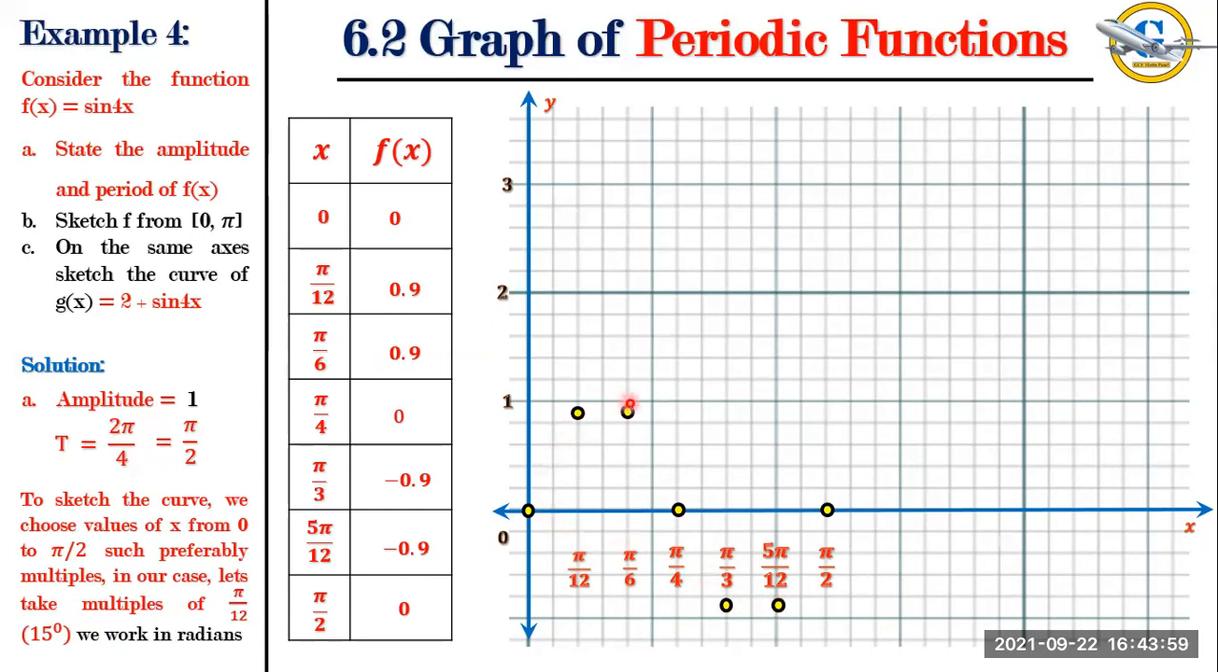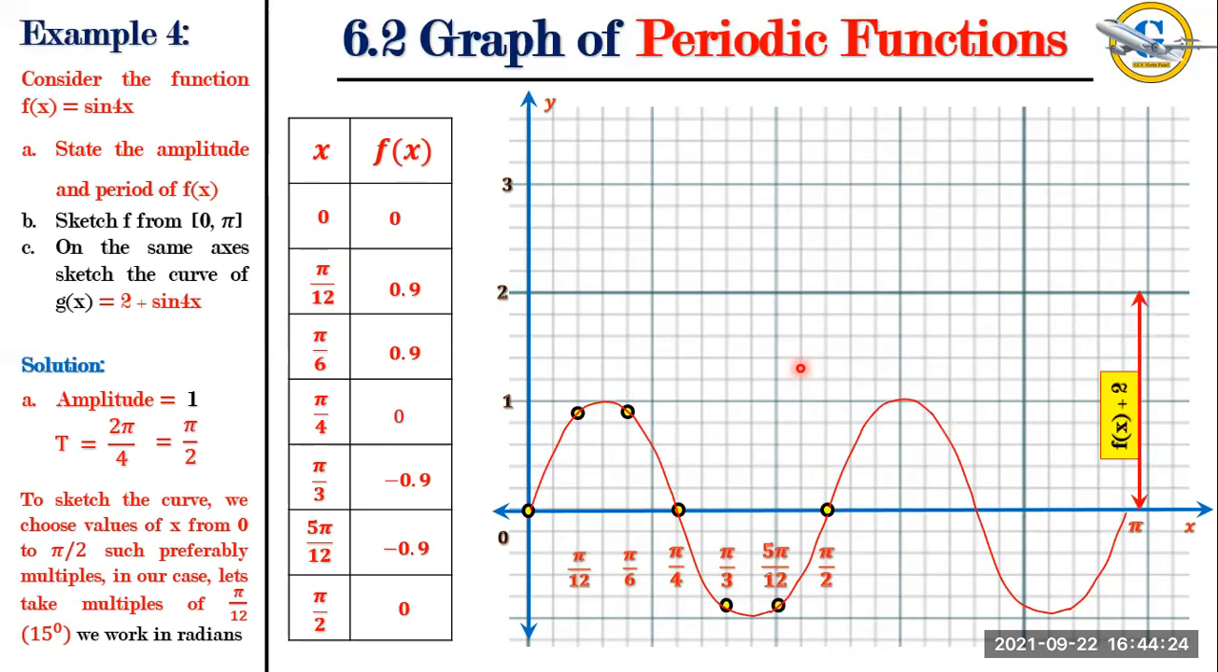We now link these points with a smooth curve. Note that this is a sinusoidal function. So we link with this smooth curve, and this is what we have. Since this question wants us to sketch this function from 0 to pi, what we have here is already half of it, because this is pi on 2. So I'll just copy it again and paste, and that will give us pi.